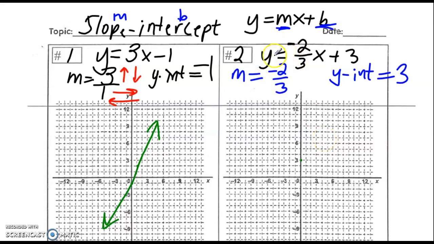And negative means, remember the numerator means up or down. Negative would be down. So we're going to go down 2. And because it's a positive on the bottom, that means going right 3. So from this point that we just graphed at 3, we're going to go down 2, 1, 2, right 3, 1, 2, 3. And there's our second point.